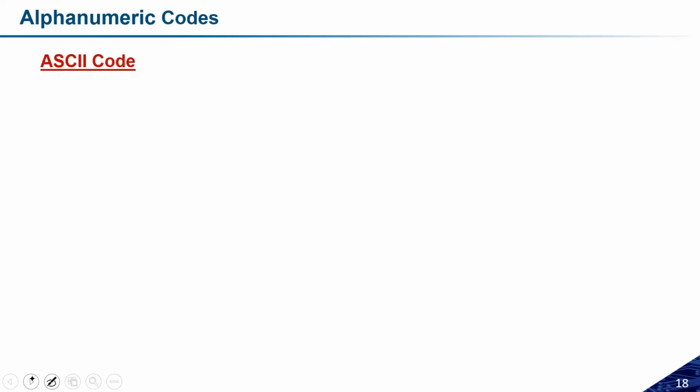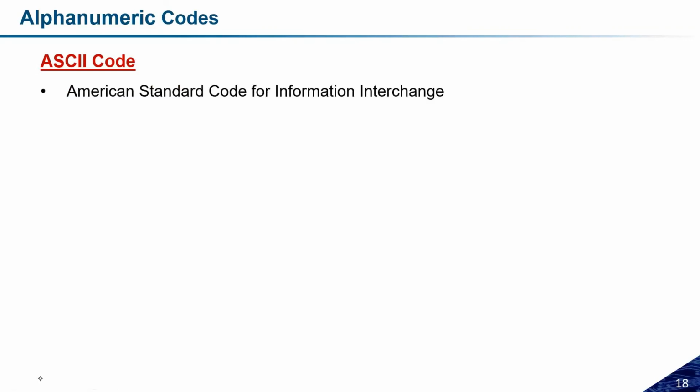Basically, there are two types of alphanumeric code. The first one is the ASCII code. ASCII means American Standard Code for Information Interchange. The full form is also written here, and this code is a 7-bit code.